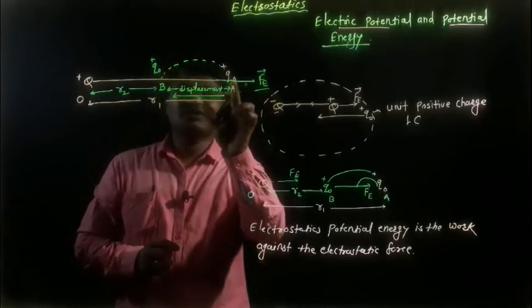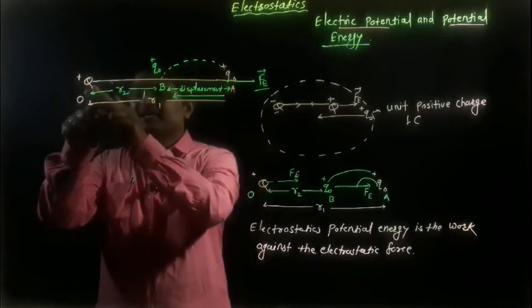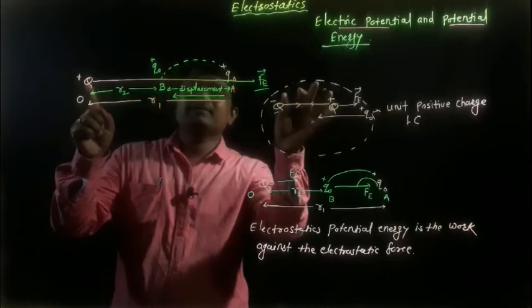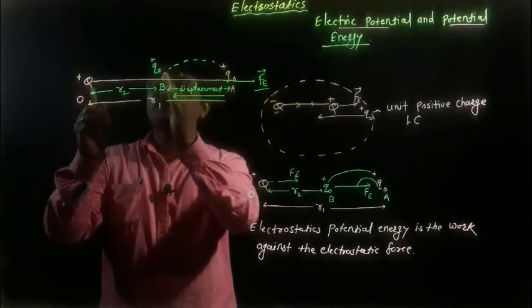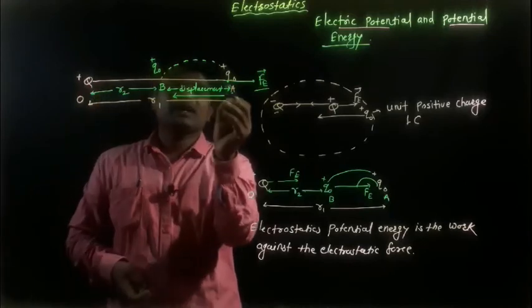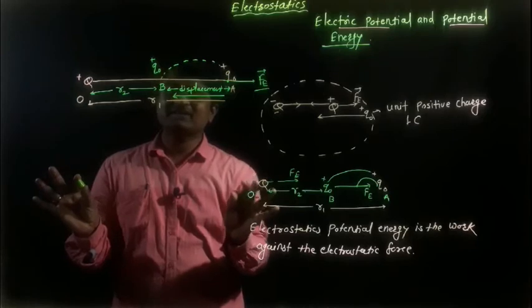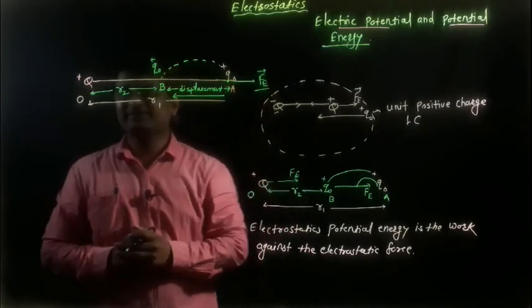Now simply, Q0 moves from A to B; through the electrostatic force, this charge will be repelled. But when it is repelled, work is performed against the electrostatic force as it moves from A to B. It is a very easy and simple concept. Now simply, potential energy is the work exactly opposite to the electrostatic force.